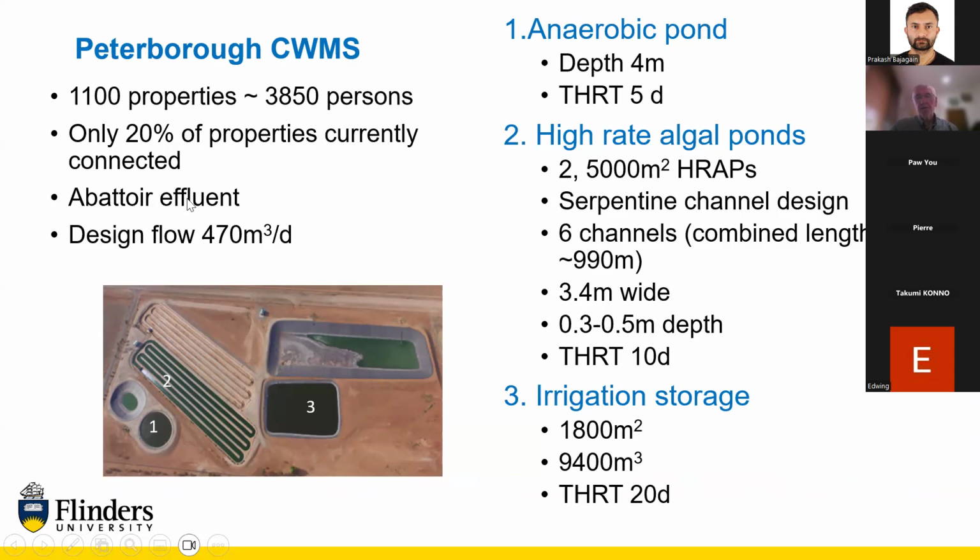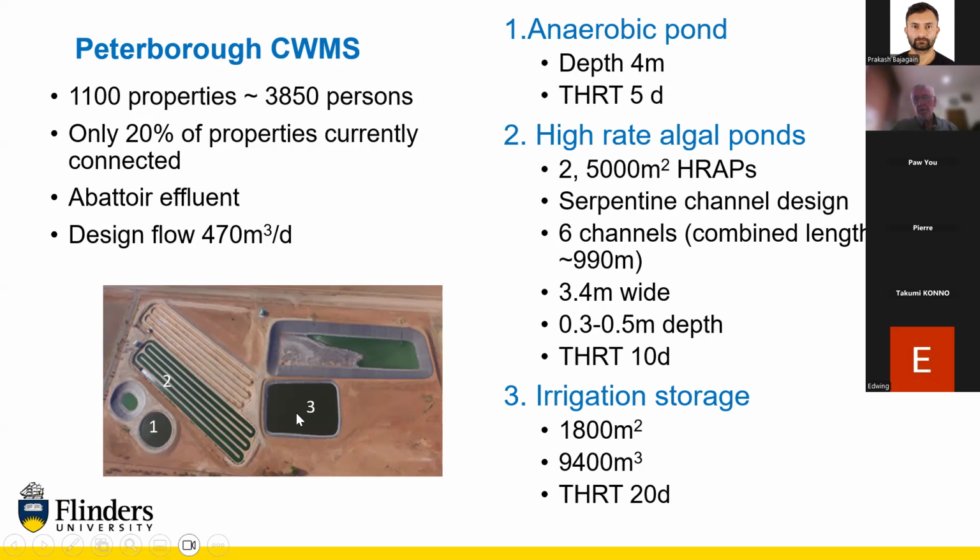Because of the abattoir, the flow rate into Peterborough was, before COVID, before the pandemic, estimated at 470,000 litres a day, which was quite a large high-rate algal pond. And it was constructed in 2019, just before COVID, and it comprises 2 anaerobic ponds here and 2 high-rate ponds. This one is empty because we haven't got 100% of the connection to all the properties. So this one's the functioning high-rate pond currently, and then these are water storages.